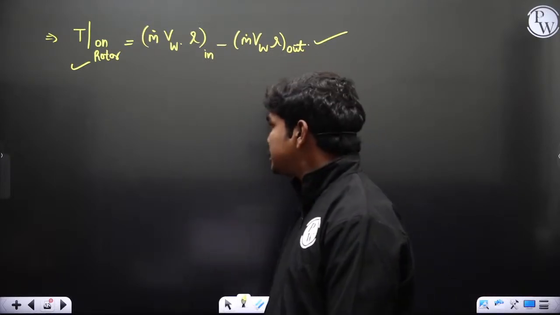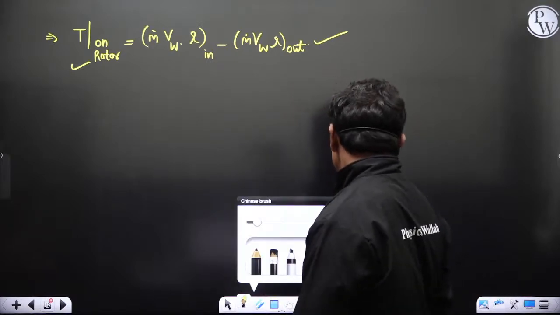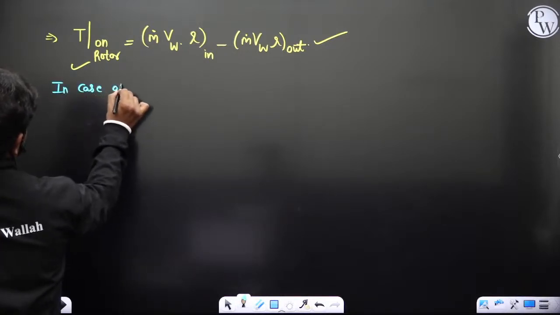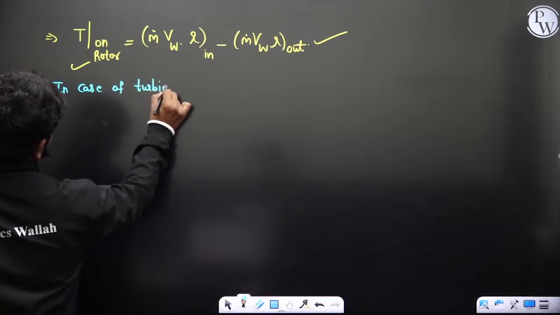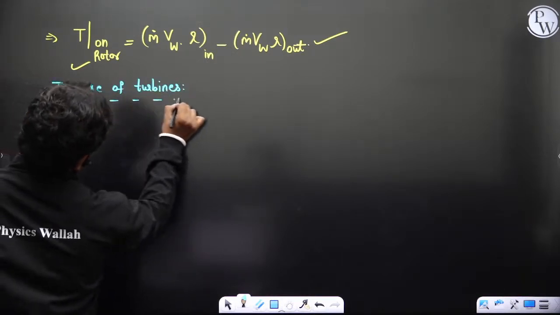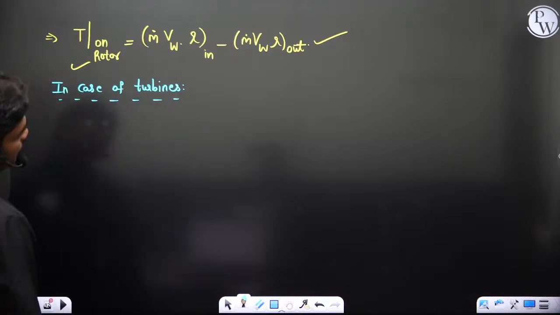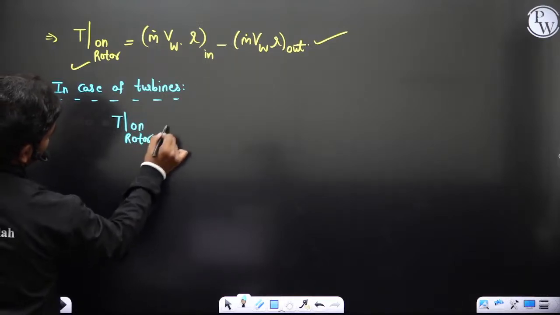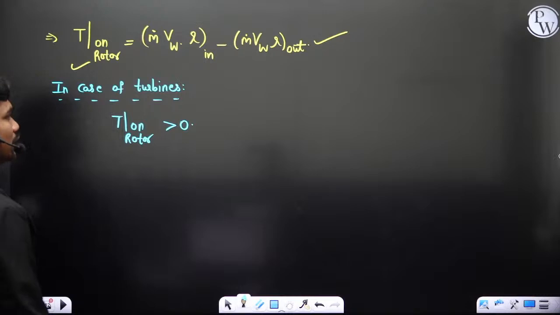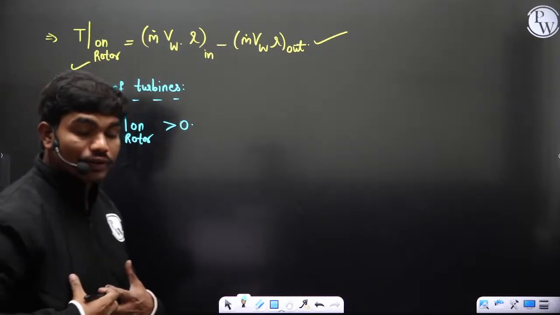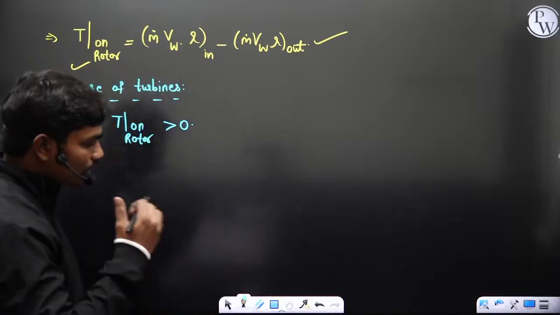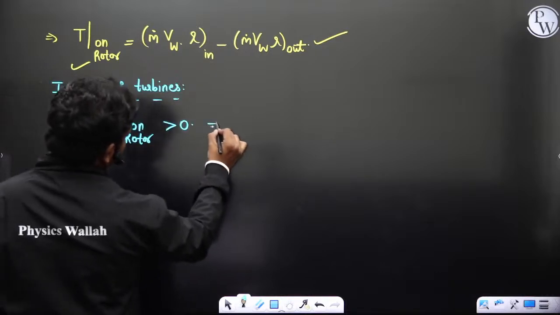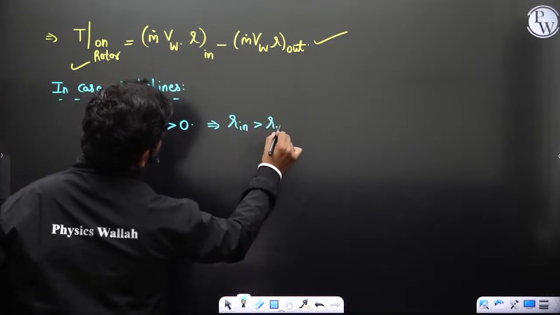Now let's understand certain things here. In case of turbines, you can understand one thing: T on rotor should be positive in general. Normally this has to be positive because the torque subjected by the fluid on the rotor has to be positive. Out of these two, you generally try to maintain R inlet greater than R outlet in this case.